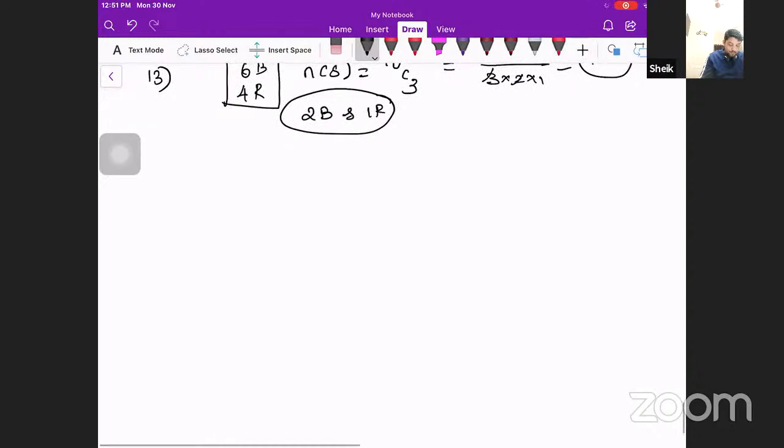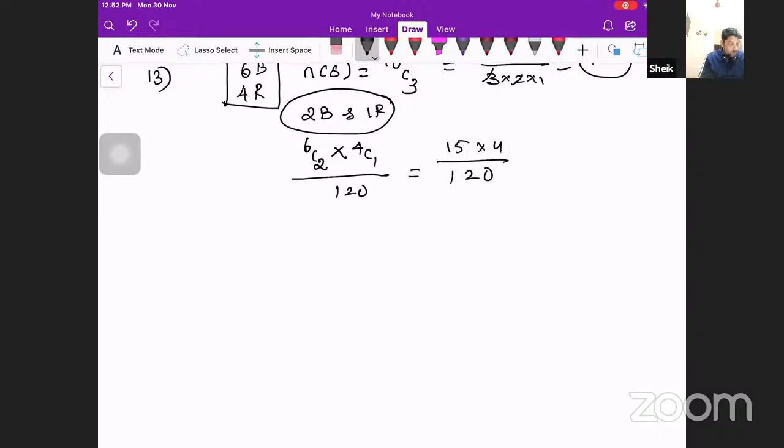So 2 blue balls out of 6 blue balls, and the meaning of 'and' is multiplication, 1 red ball out of 4 red balls, divided by total. 6C2 into 4, when you simplify, is 15 into 4 divided by 120, which is 60 by 120, which is 1 by 2. So our option is C, my dear.